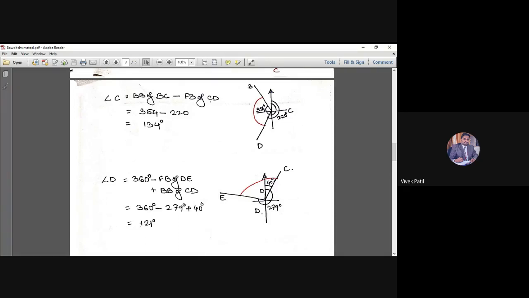Just try to understand this. I want interior angle. I don't want exterior angle. Okay. I want interior angle. I don't want exterior angle. Is it clear?